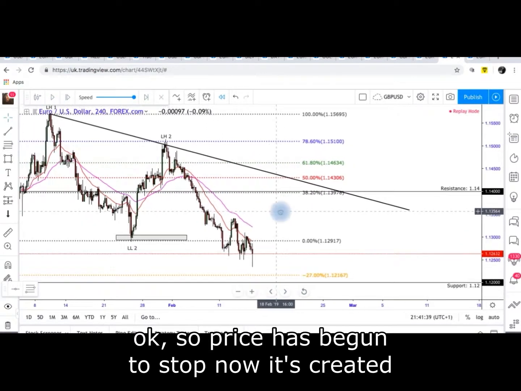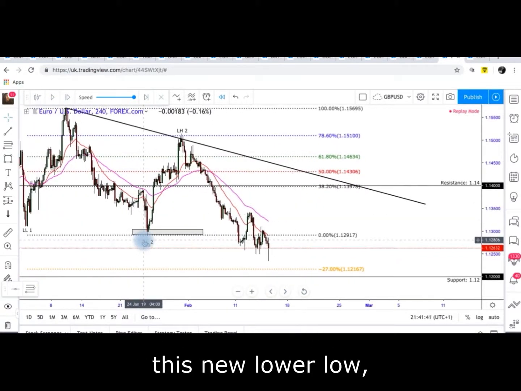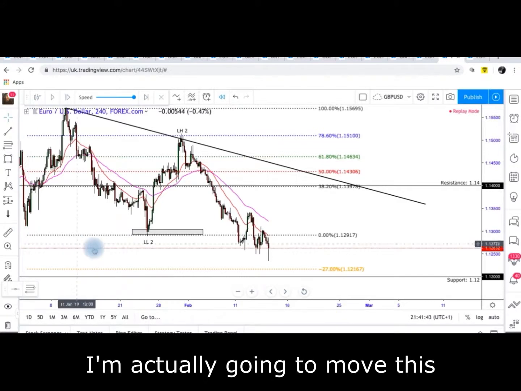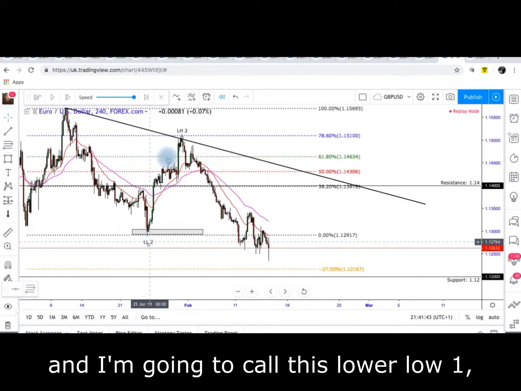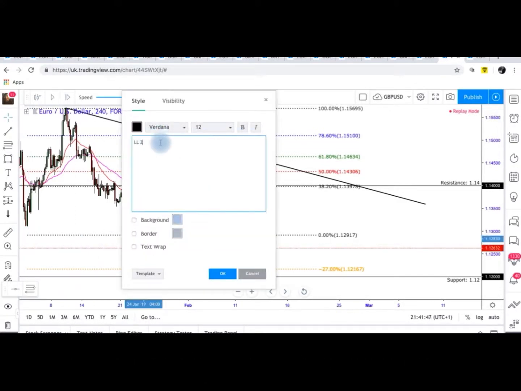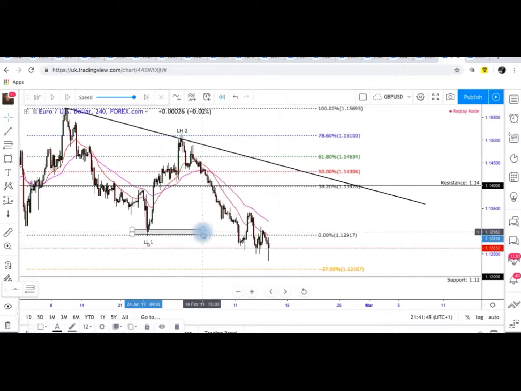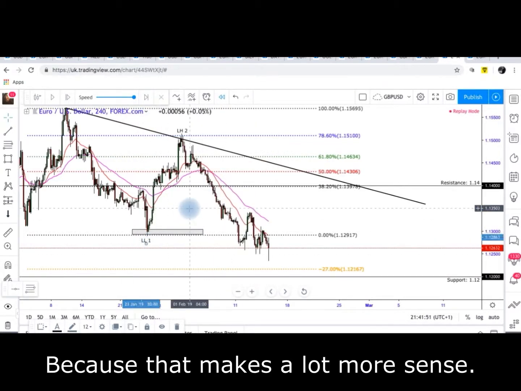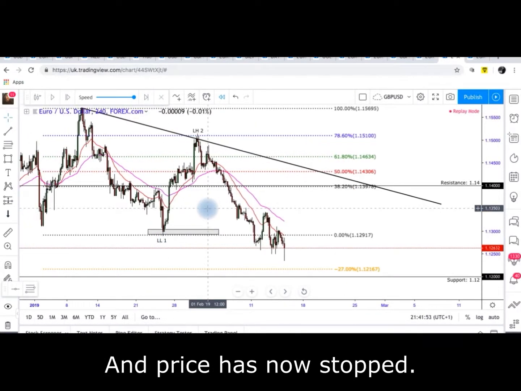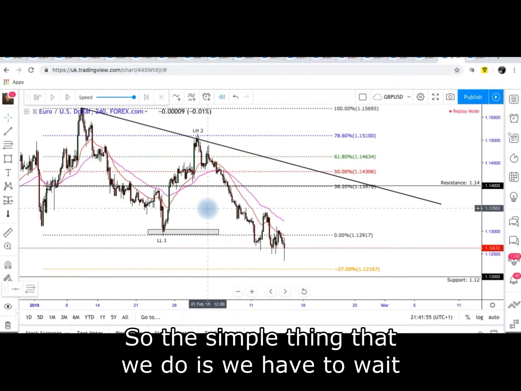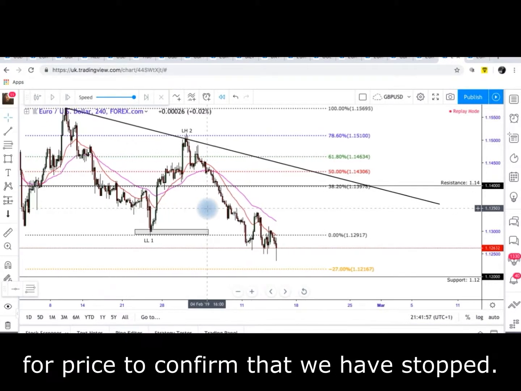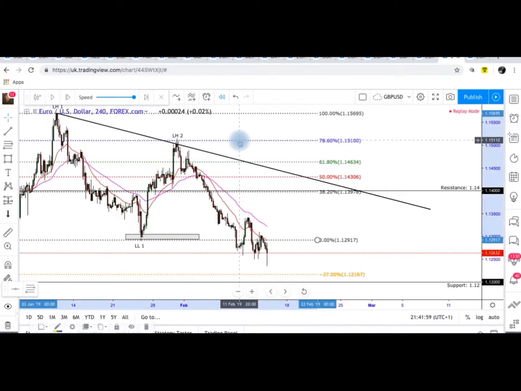Okay, so price has begun to stop now and it's created this new lower low. I'm actually going to remove this and call this one lower low 1, because that makes a lot more sense. And price has now stopped. So the simple thing that we do is wait for price to confirm that we have stopped.